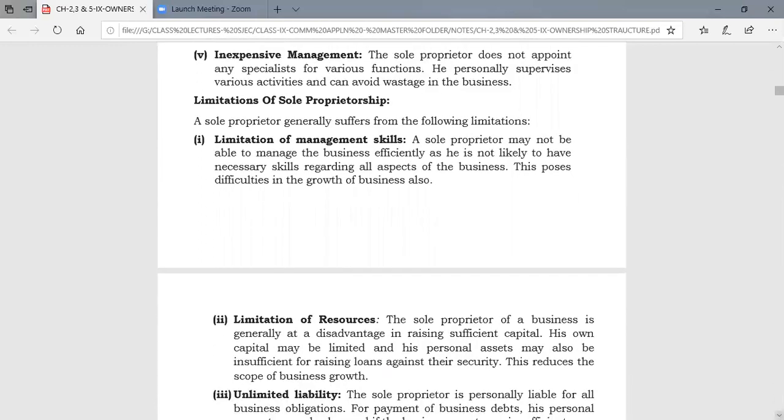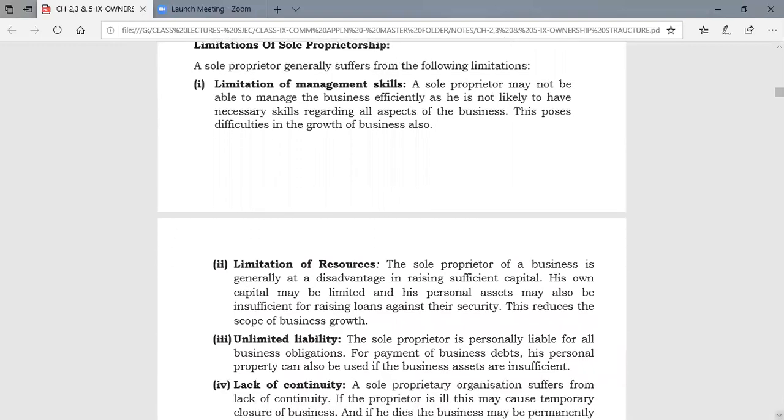What are the limitations of this business? Limitations of management skills. That is one of the major problems. One person is running the entire business, and it is not practically possible that a person will have all the managerial skills within him. Not possible. And since he is not recruiting any manager, there is a problem and limitation in management skill, which will affect the operations of the business.